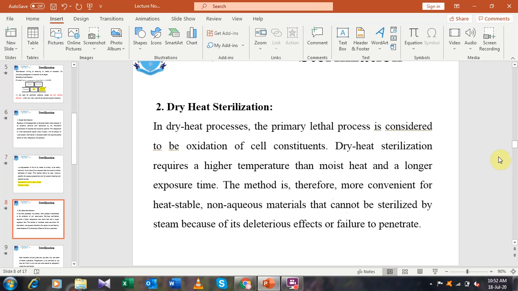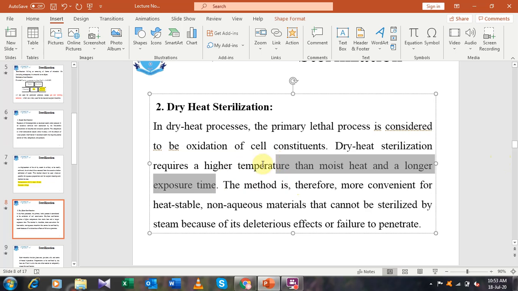The next one is dry heat sterilization. There are certain materials which are not properly sterilized by moist heat sterilization because of problems related to their stability or their nature. They are not sterilized by steam sterilization, moist heat sterilization or saturated steam sterilization. In dry heat processes, the primary lethal process is considered to be oxidation of cell constituents, and dry heat sterilization requires a higher temperature than moist heat and a longer exposure time as compared to moist heat. These are the two differences.